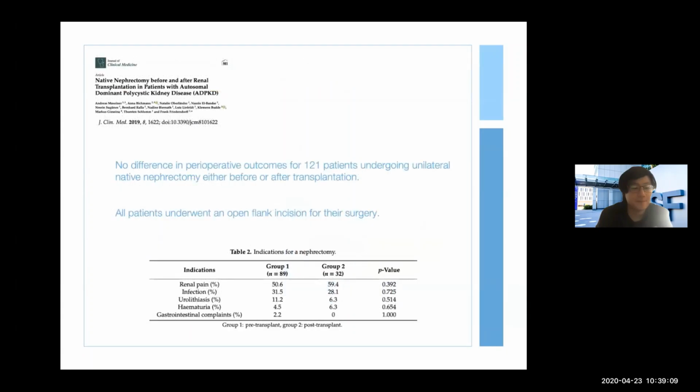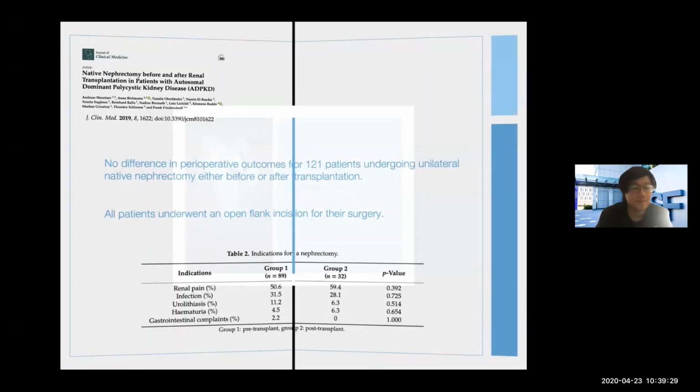Here's a study published in 2019, so just recently. It showed no difference in outcomes for 121 patients who had either unilateral native nephrectomy before or after transplantation. And keep in mind, all of these patients, this is 2019, all of these patients had an open flank incision for their surgery. Something to talk about.